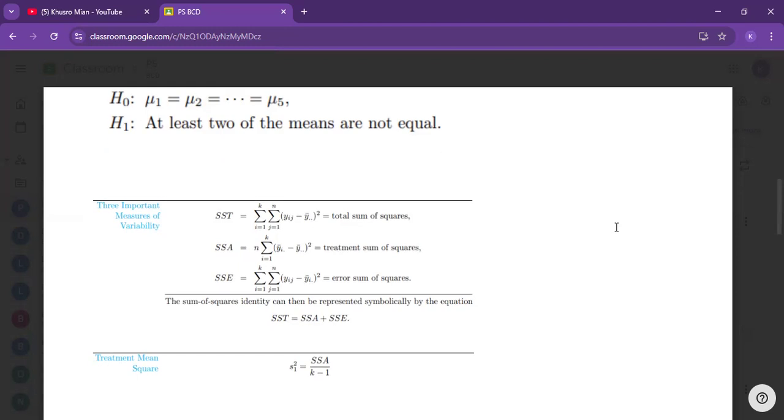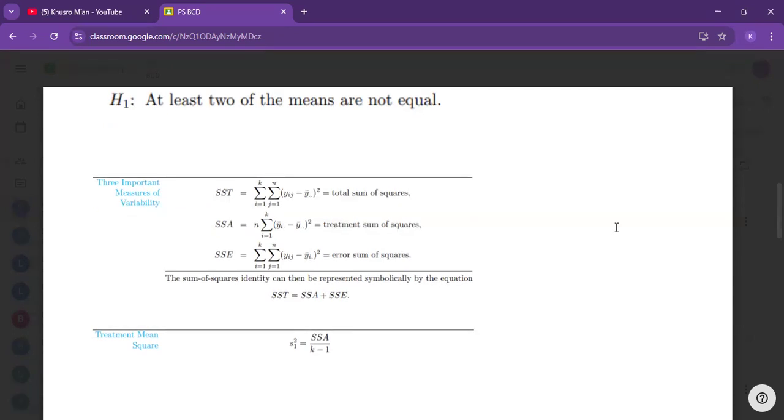Key important measures of variability: SST, total sum of squares; SSA, treatment sum of squares; SSE, error sum of squares. The sum of squares identity can then be represented symbolically by the equation SST is equal to SSA plus SSE.